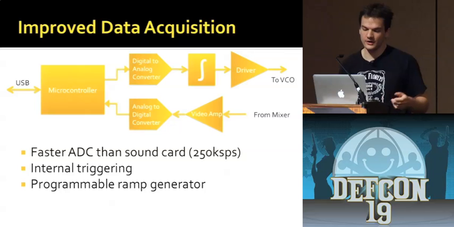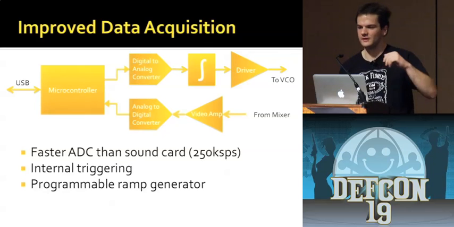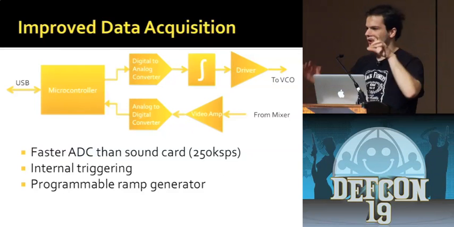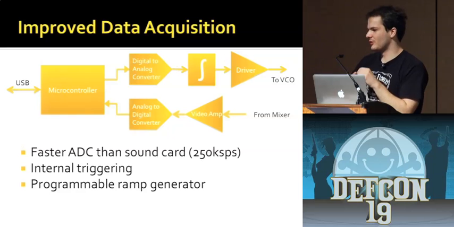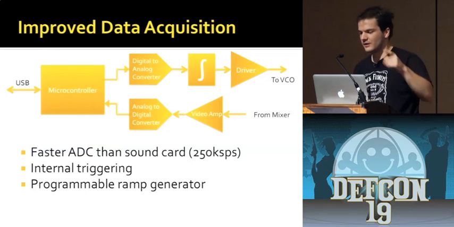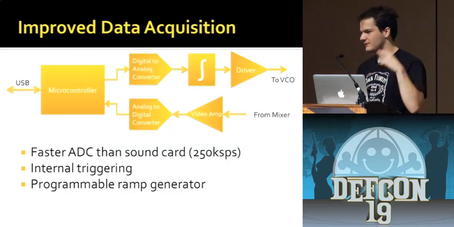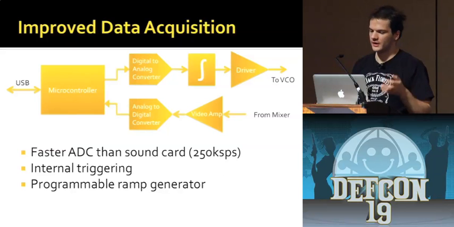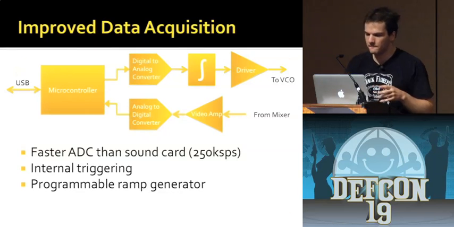And the other advantage is internal triggering, which basically means I start the ramp and I know where the ramp is, and then I start a capture at a certain point. I capture data really fast, and then it's done, and I send it back to the computer. So it's completely self-contained. I don't have to deal with processing it later to do the triggering, and that makes a lot of the real-time stuff a lot easier.